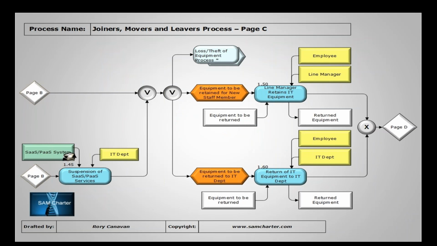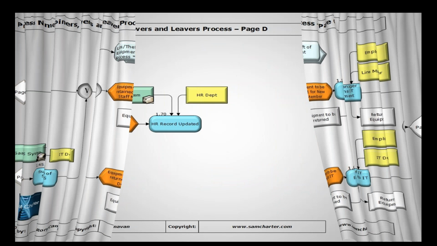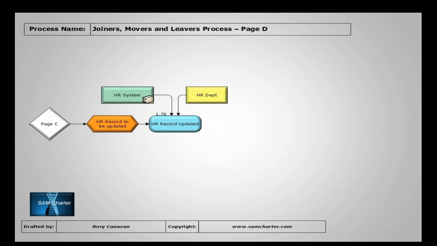Now, it may be that the equipment is retained by the line manager for a new staff member, in which case the line manager needs to update the relationship to show that that asset is being used by the new person. The equipment may be returned to the IT department, in which case, again, we need to update what has happened to it. Have we decided that it's a bit old, so we're going to dispose of it, or are we going to redeploy it to somebody else? So as always, and central to this process, is we really need to update our HR systems.